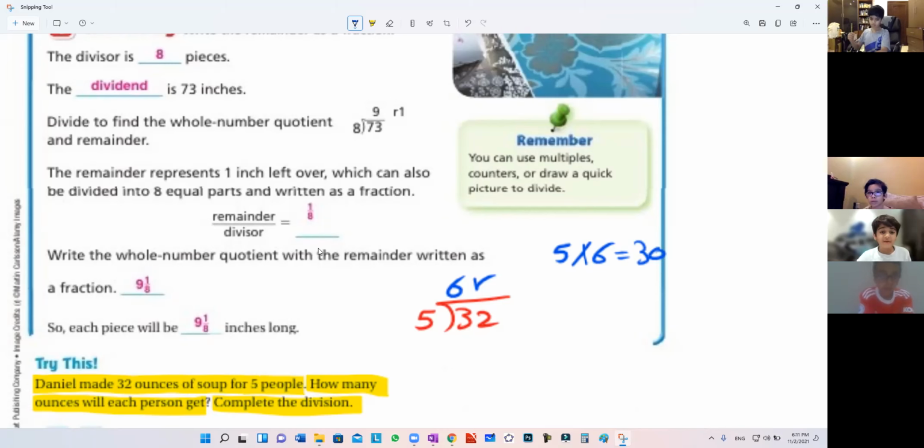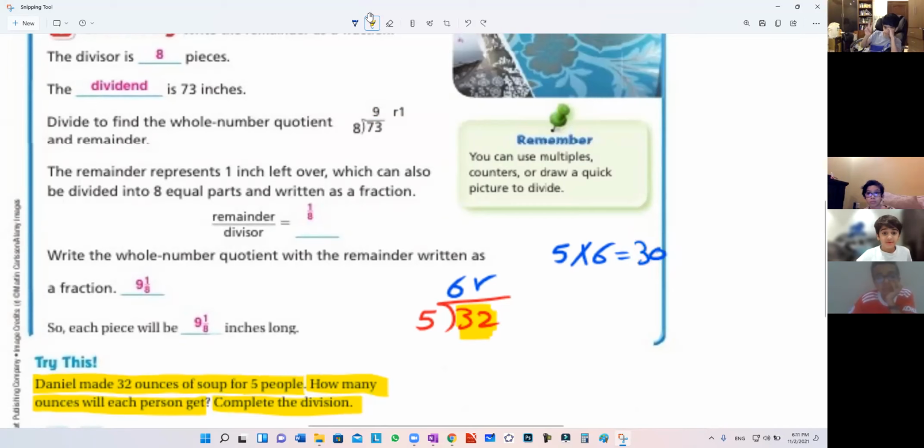I will tell you how we can get the remainder. We have 32 here and we have 30 here. You have to subtract them to get the remainder. 32 minus 30 equals 2. It's so easy. So the remainder is 2.